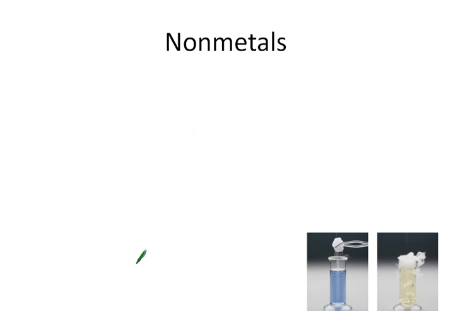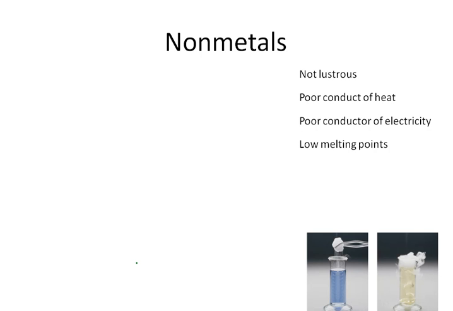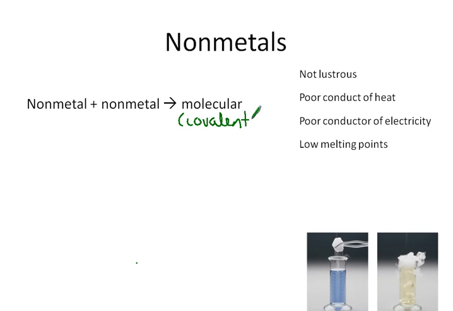Nonmetals. Nonmetals are not lustrous. That means they're not shiny and pretty. They're poor conductors of heat. They're poor conductors of electricity. They have low melting points compared to the melting points of metals. A nonmetal plus a nonmetal is molecular. Or another way that we say this is it's going to covalently bond. Okay? It's a covalent bond, nonmetal plus a nonmetal.